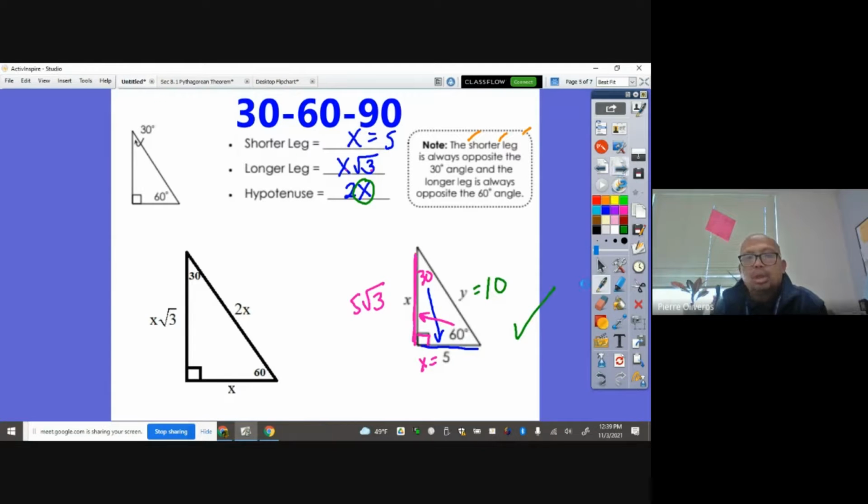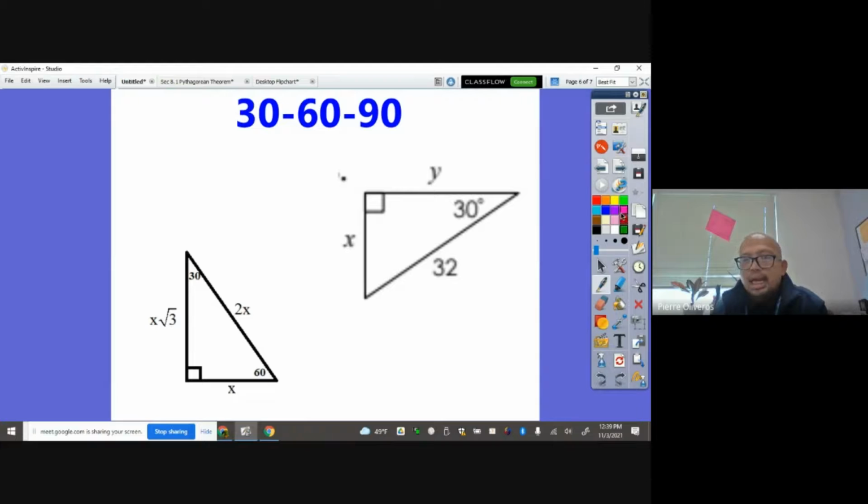Okay, let's go to a different example. This time, we're not given the shorter leg. What is given here? We have a 90, that's 30. This is my 60. That's my longer leg. This is my shorter leg. And this is my hypotenuse. What's given here is the hypotenuse, 32.